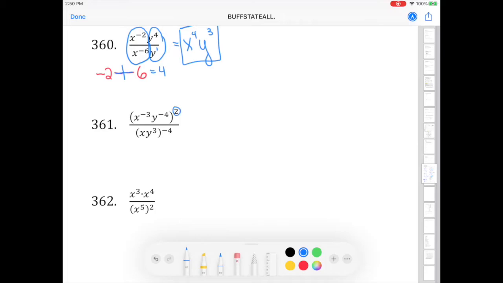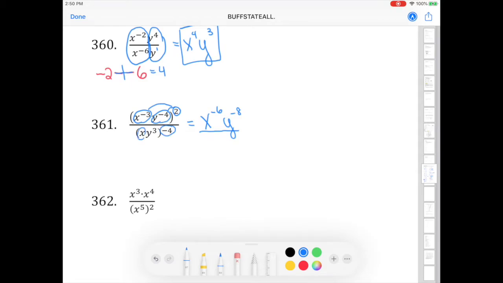This next one's definitely a challenge question. Think about what's being raised to the second power here. There's separate parentheses on top and bottom, so you have to take that into consideration. On the top, x to the negative 3rd is being squared, and y to the negative 4th is being squared. And again, it's power to a power rule, so I multiply. X to the negative 3rd squared is going to get me x to the negative 6, and y to the negative 4th squared is going to get me y to the negative 8th.